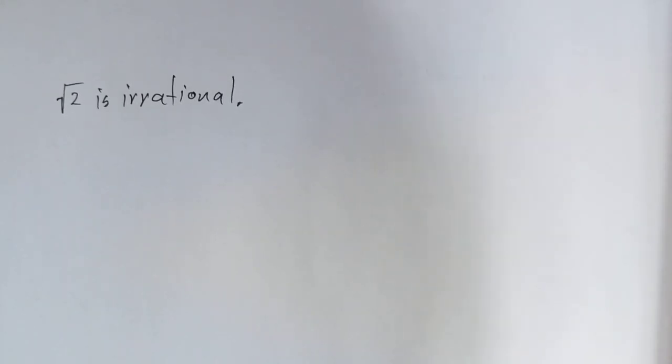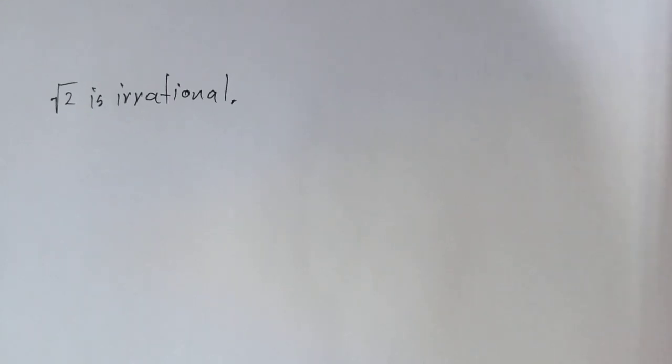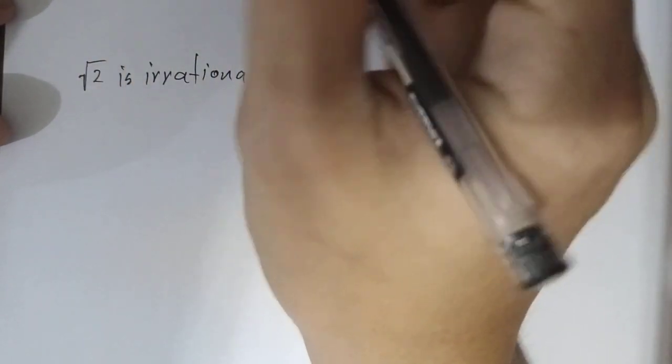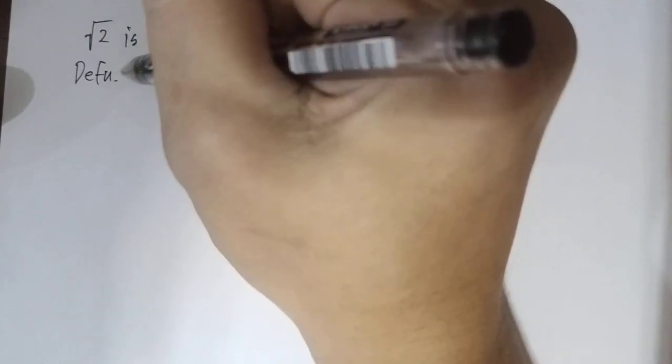Okay, so before we start writing the proof of the statement, we're going to first list some important information or theorems which we can use later on in our proof. So first, let us define what a rational number is. Definition.